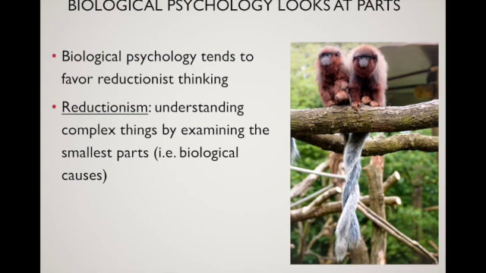In fact, part of biological psychology is that it really is focused at looking at the parts of an organism. So biological psychology tends to favor what we think of as reductionistic thinking. Reductionistic thinking, or reductionism, is looking at a complex thing, for example an organism, and trying to understand it by examining its smallest parts. So for biological psychology, this is trying to understand the biological causes of behavior.